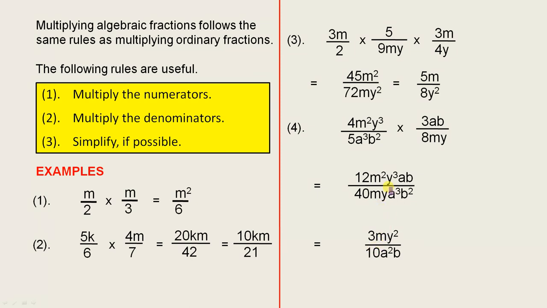Now let's have a look at the pronumerals. Look at the m's first. M times m here and m there, that gives you m for the numerator. Y cubed here and y there, that gives you y squared for the numerator. A and a cubed, that gives you a squared down here. B and b squared, that gives you b down here. So that is the simplification of that multiplication there.